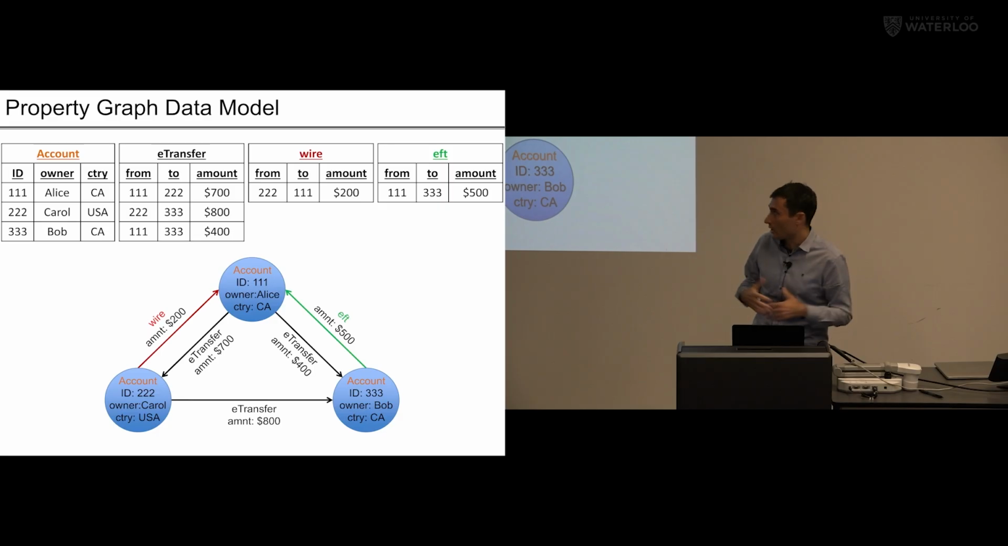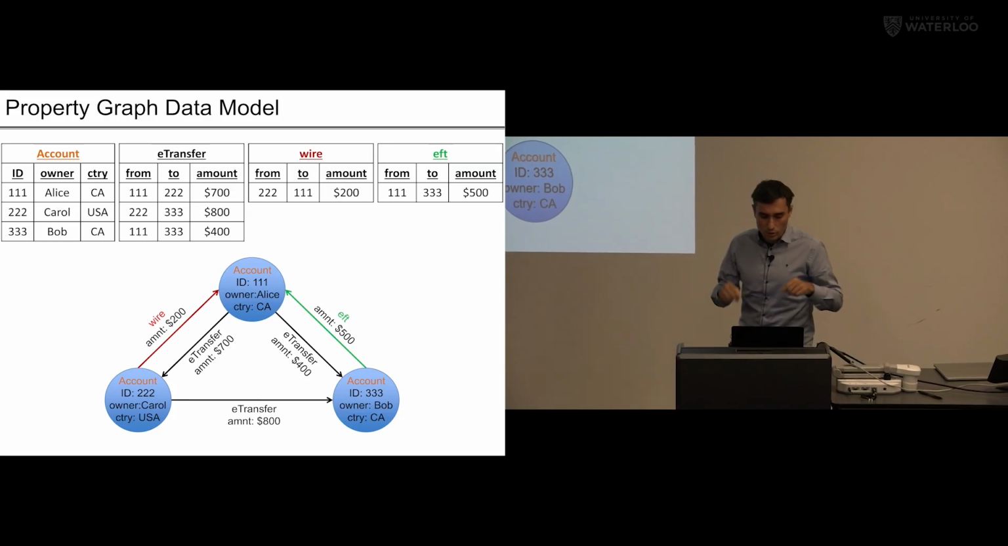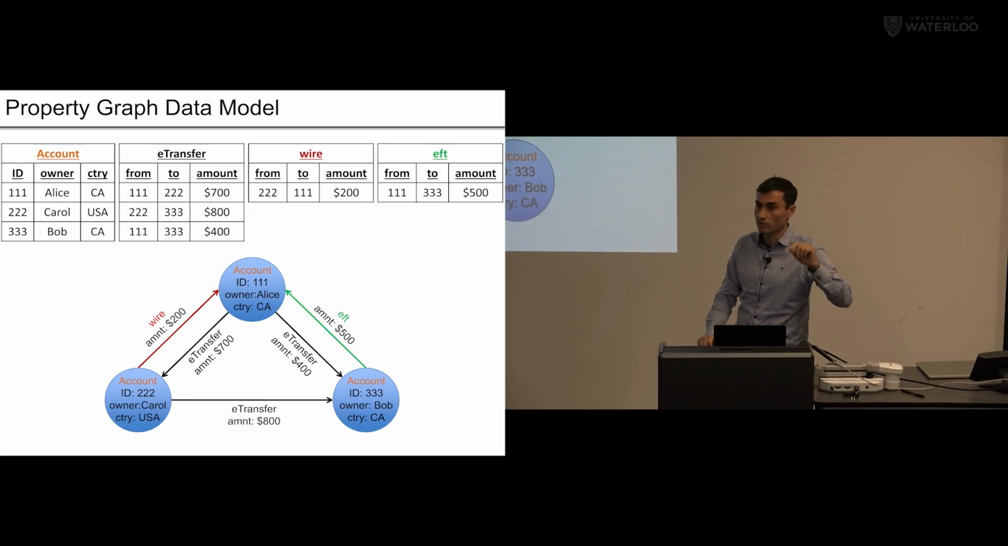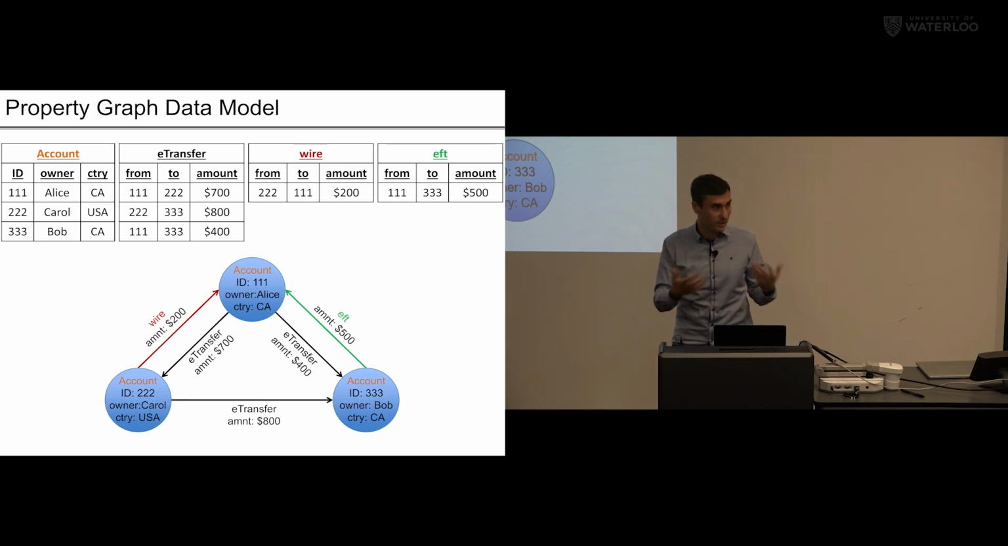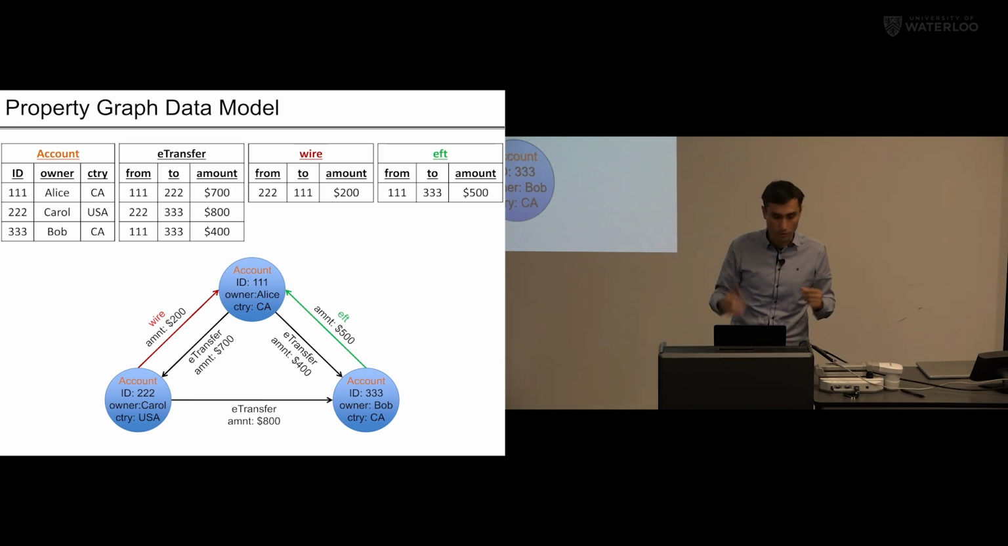In the property graph model, unlike modeling these all as sets of records in tables, you separate your nodes, your entities. In this case, the natural nodes would be accounts. And just like your columns, you have key-value properties that correspond to columns. That's how you model data.